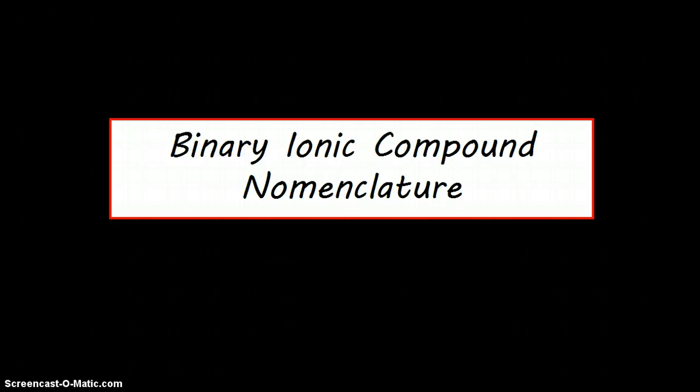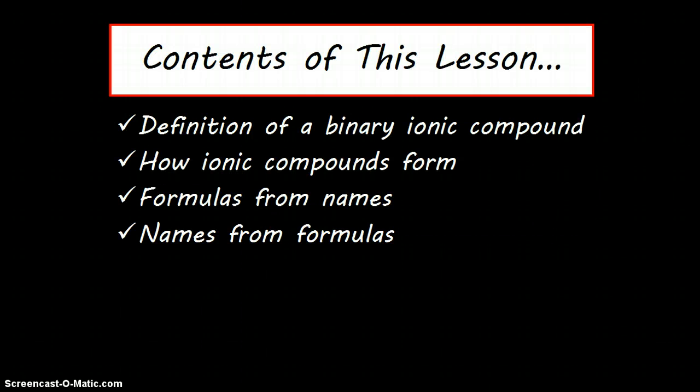Today's lesson is on binary ionic compound nomenclature. What that basically means is how we are going to name ionic compounds that contain two ions. In this particular lesson, we will show you the definition of a binary ionic compound, and then we will show you using Inkscape how ionic compounds form. And in that simulation, we will show you how you can write a formula from a name, and then finally, we will show you how to go backwards and write the name from a chemical formula.